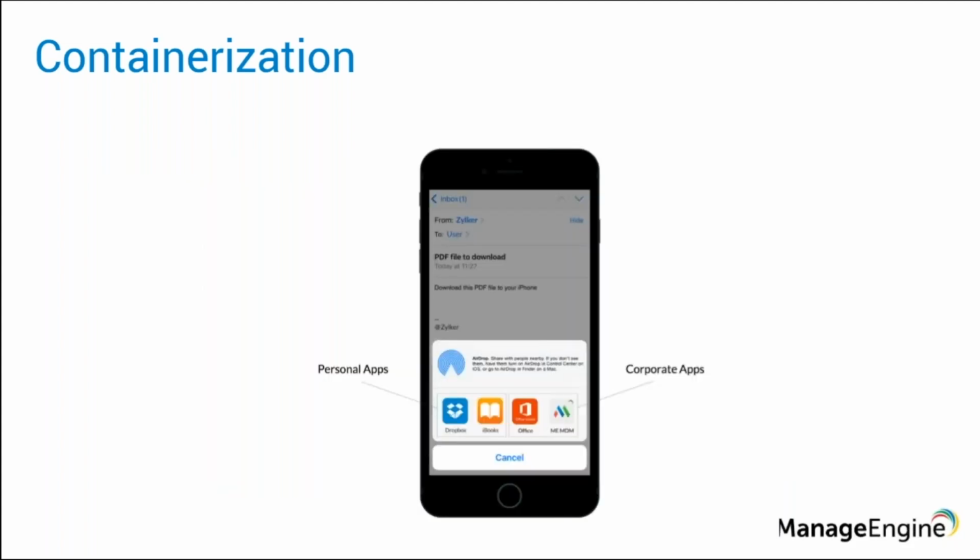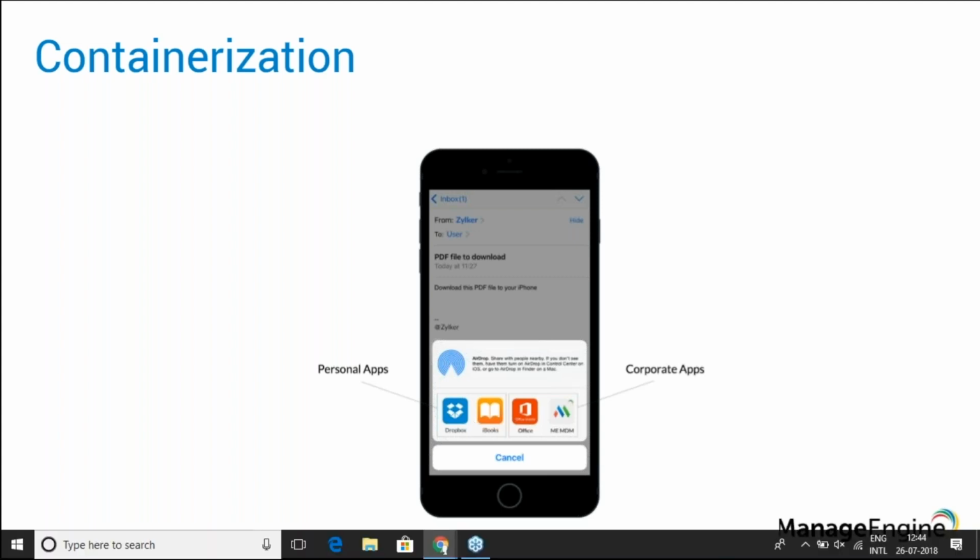This can be a problem, especially when you consider the following scenario. Now, when you try to access, say, for example, your corporate email attachment, it can be opened using both your corporate apps as well as your personal apps. This is not an ideal situation for you to be in. Now, let's see how MDM helps you resolve this particular issue.